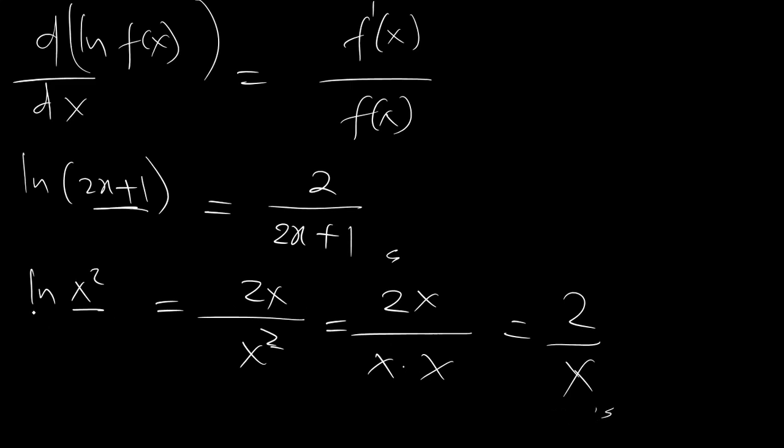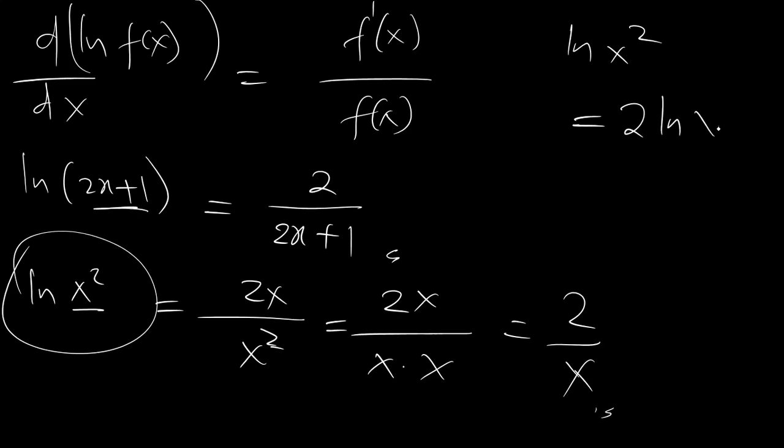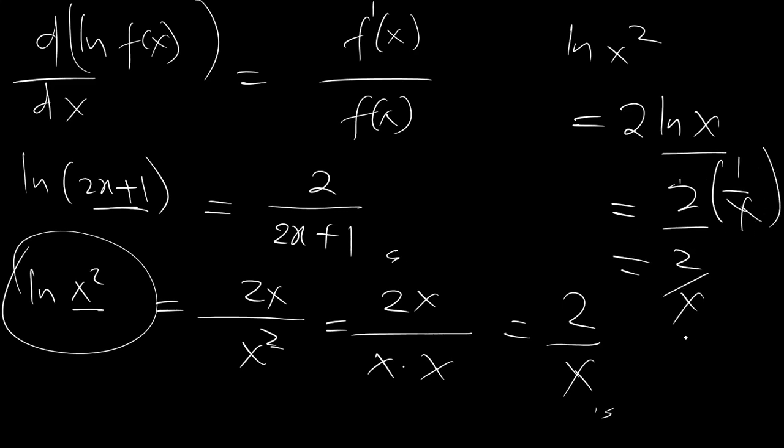And you can also do it in another form. ln x squared, according to the law of logarithm, is the same thing as 2 ln x. Now the derivative of ln x is 1 over x. So 2 times 1 over x will give you 2 over x, which is the same thing.